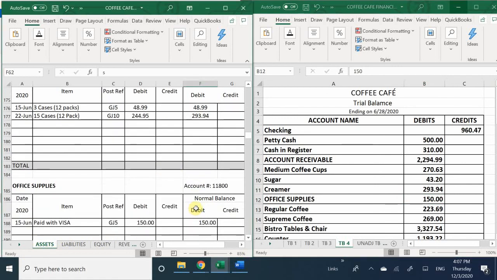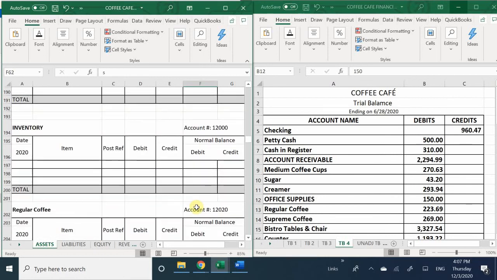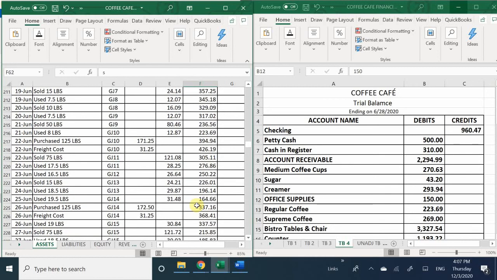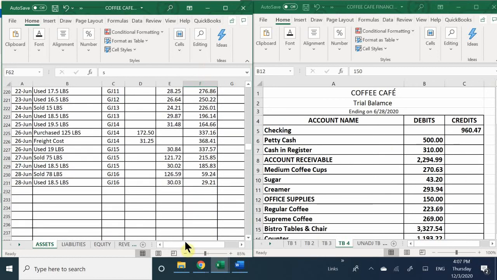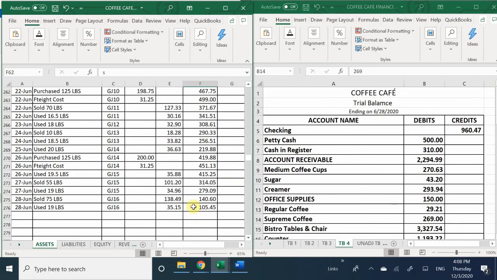Okay. Did we have any office supplies? Nope, that stays the same. Next account is our inventory. Did our regular coffee change? Yes, it did. 29.21. What about our Supreme coffee? That went down to 105.45. Okay.